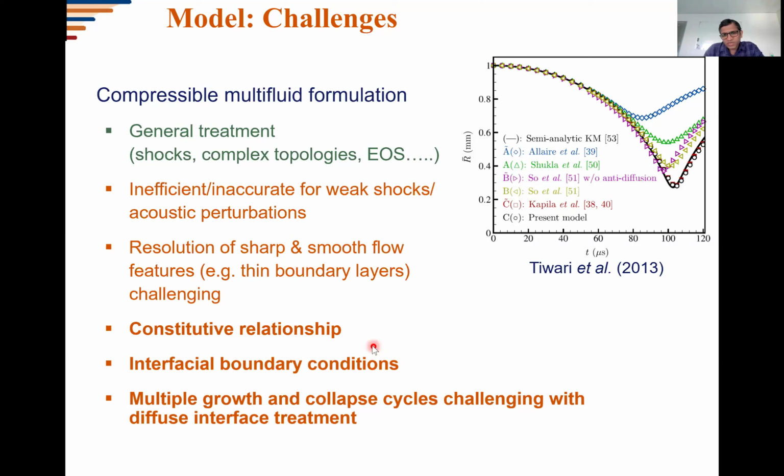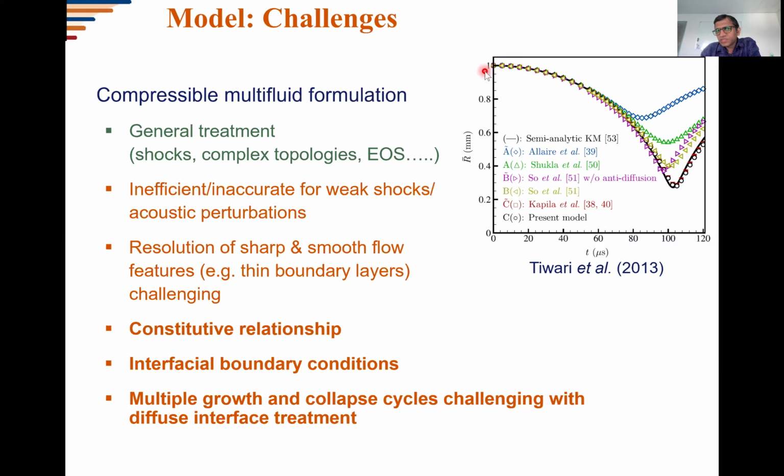So the key challenges that we must overcome are, of course, the constitutive relationship complexity and the interfacial boundary conditions, which means that we must accurately account for pressure differences and the fact that stresses are continuous across the interface, because this will play an important role in the instability evolution. And also the fact that multiple growth and collapse cycles should be accounted for. So this is something which is very challenging if one pursues a diffuse interface treatment within the compressible fluid formulation.